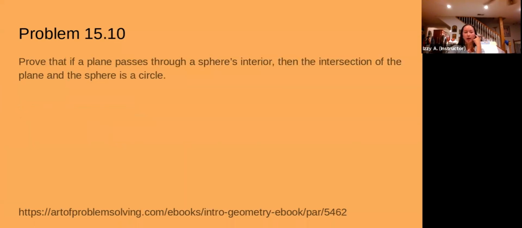Okay, next we have problem 15.10. Prove that if a plane passes through a sphere's interior, then the intersection of the plane and the sphere is a circle. So you can also imagine that you're cutting the sphere in half, again, pow, and then you can think about the cross section, and figure out why the cross section, or the intersection of the plane and the sphere, is a circle.